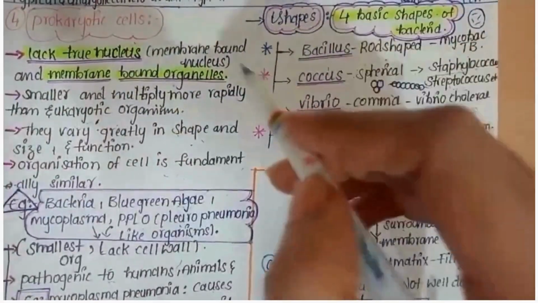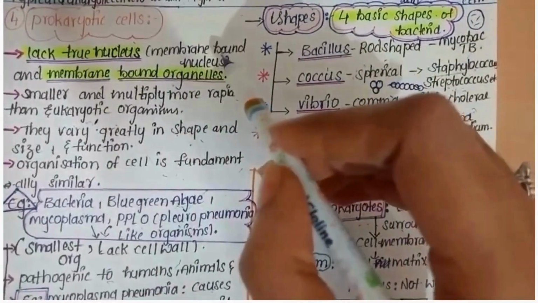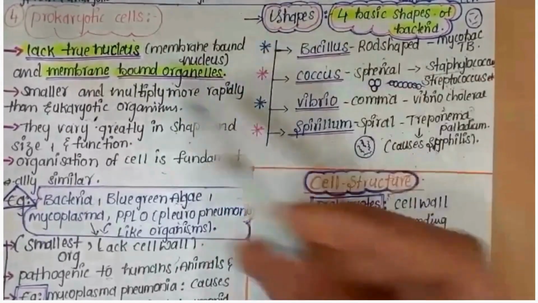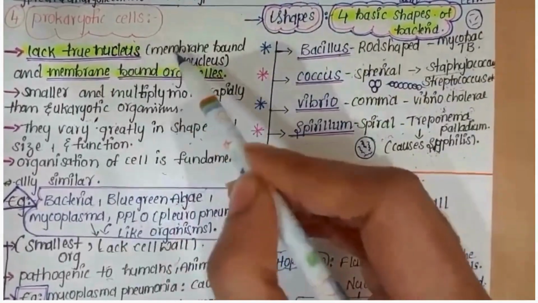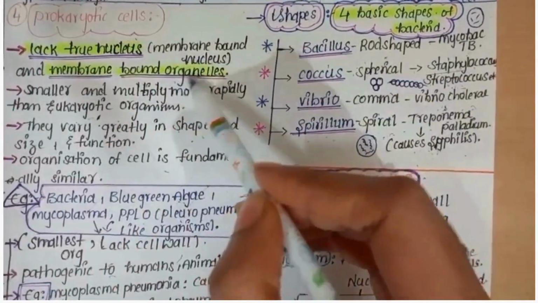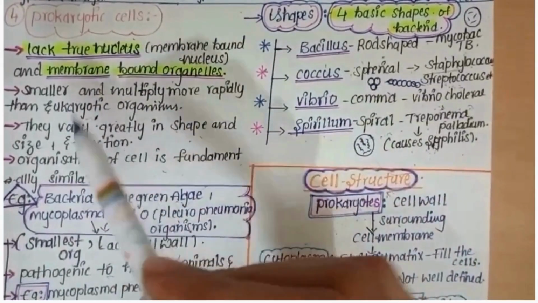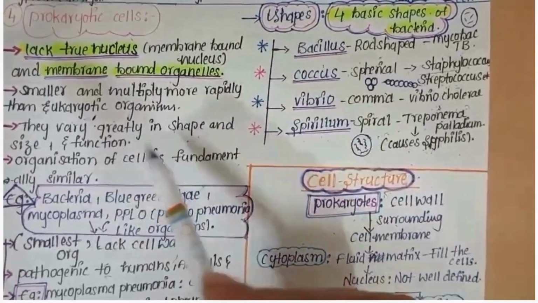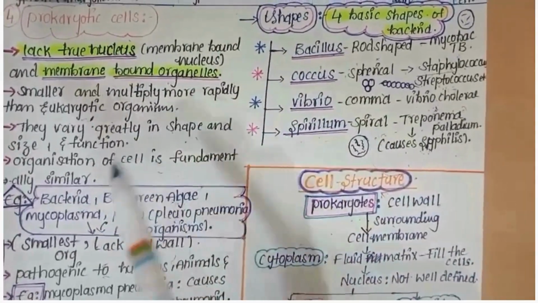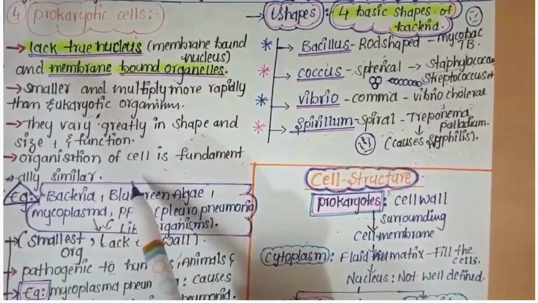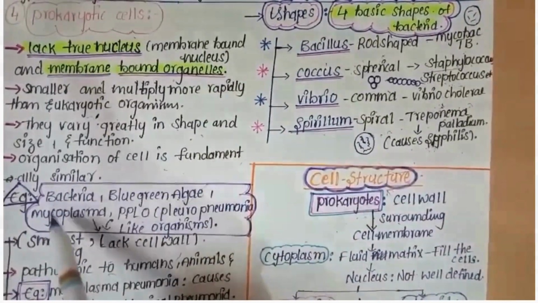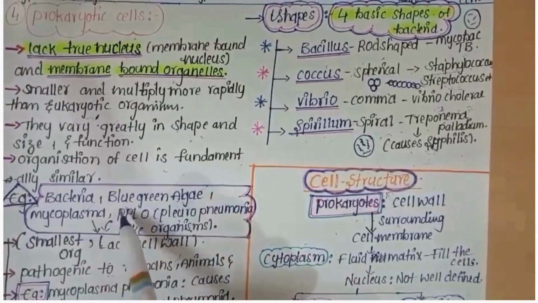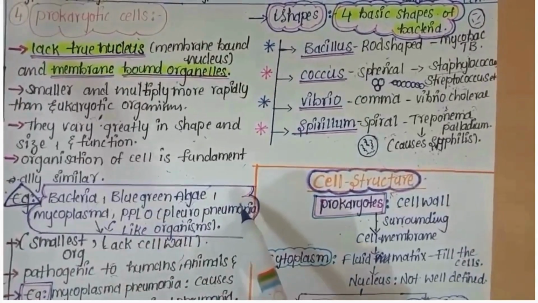Hello everyone, as we already discussed prokaryotic cell in brief, in this video we are going to cover it in detail. As we all know, these lack a true nucleus and membrane bound organelles. These are smaller cells and multiply more rapidly than the eukaryotic cells. Even though they vary greatly in shape and size, they have a similar cellular organization. These are some examples of prokaryotes like bacteria, blue-green algae, mycoplasma, pleuropneumonia-like organisms.